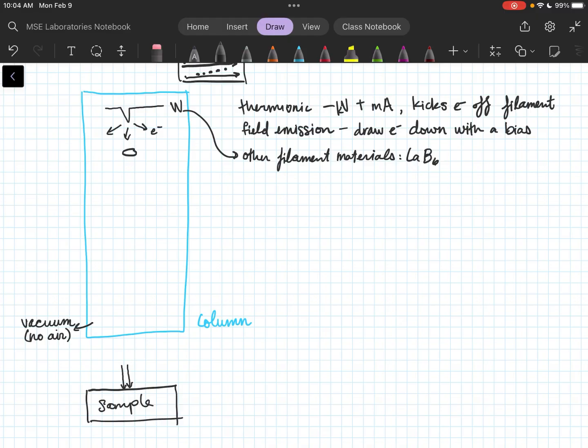Okay, we've got our filament. It is throwing off electrons. We are going to stick some little discs in, kind of in the path here, and these are called apertures. Like on a camera.